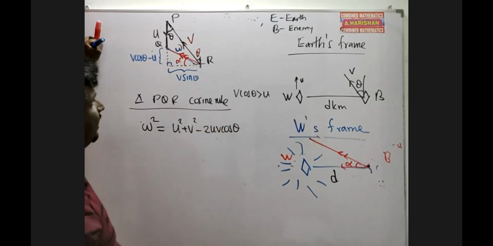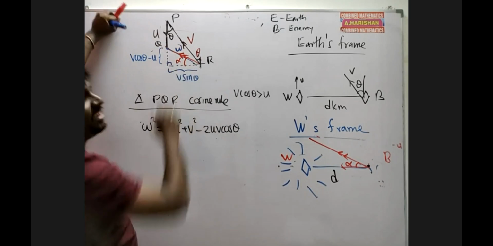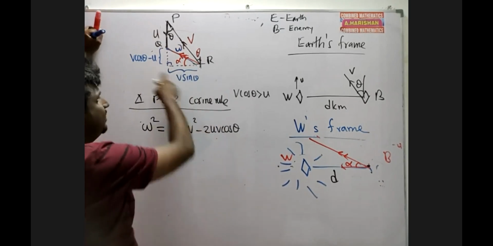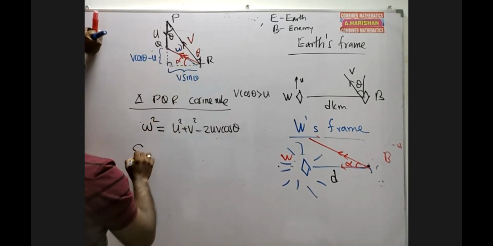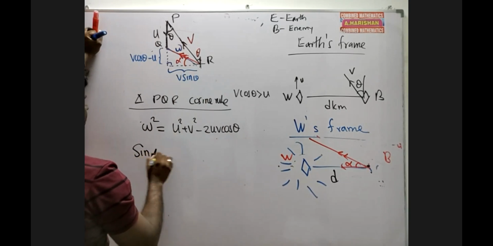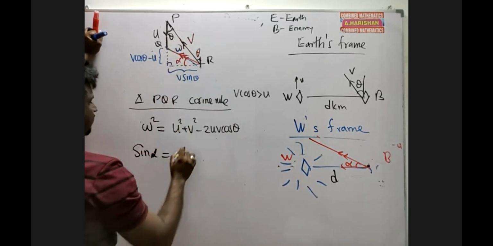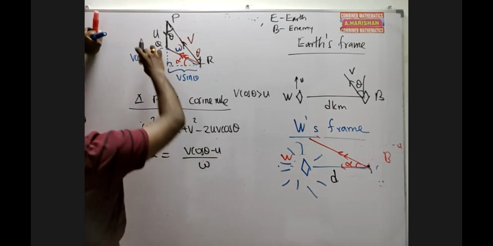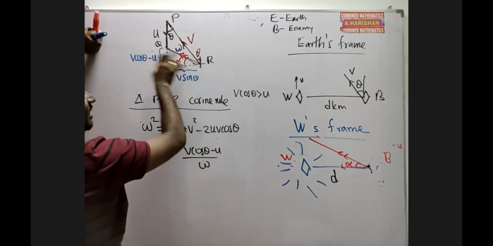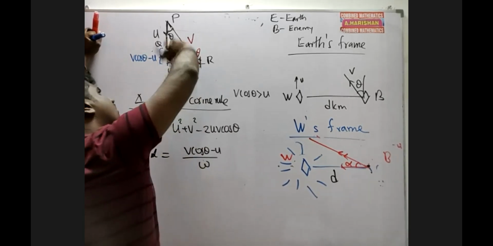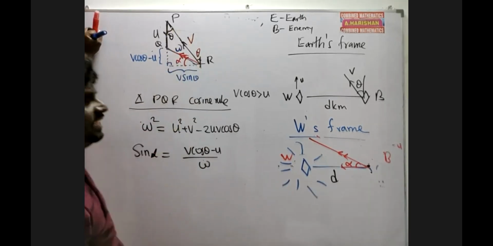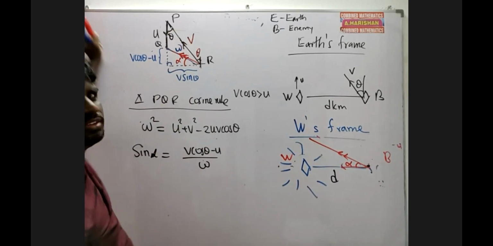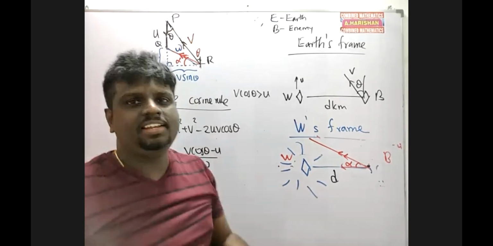I keep that. And how to find alpha? To find the alpha, you can use this. See, sine alpha is this over W: V cos theta minus U over W. Or this over this, tan alpha. Or cos alpha, V sin theta over W. Whatever you want. If it's cos alpha, whatever you can put. So you can find the alpha also.